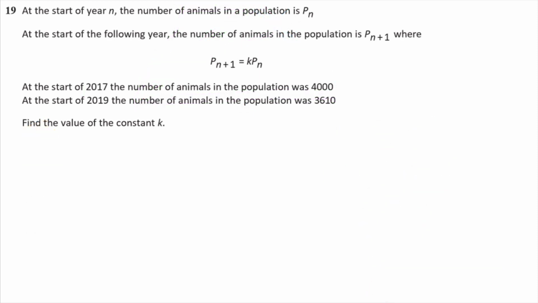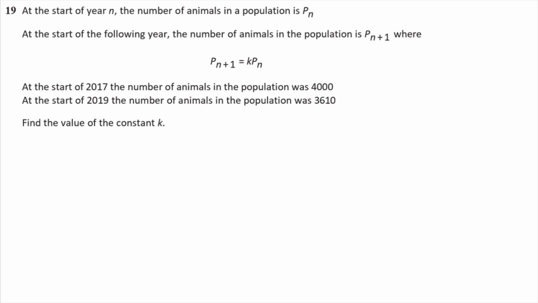Question 19. At the start of year n, the number of animals in a population is Pn. At the start of the following year, the number of animals in the population is Pn plus 1, where Pn plus 1 is k lots of Pn. At the start of 2017, the number of animals in the population was 4,000. At the start of 2019, the number of animals in the population is 3,610. Find the value of constant k.